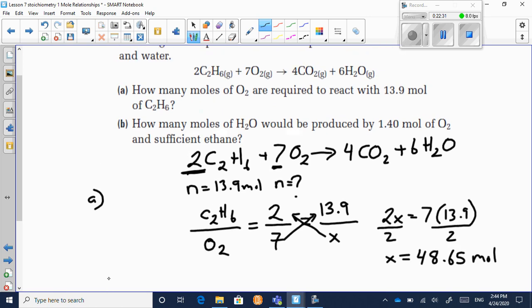How many moles of the H2O, I'll change color pens here, how many moles of the H2O? So now our question mark is over here. How many moles of that would be produced by 1.4 moles of the O2? So look at this now. I've been given n is equal to 1.4 moles.